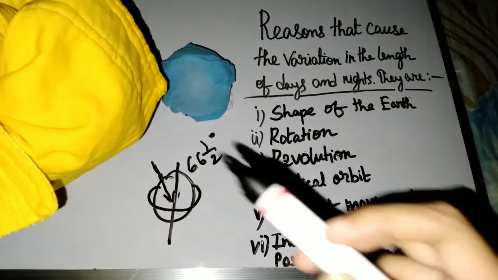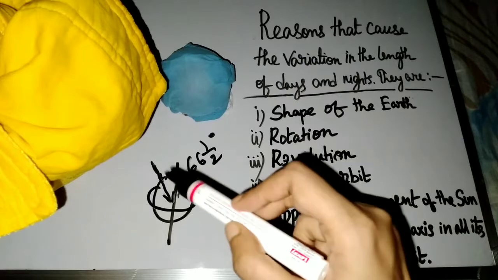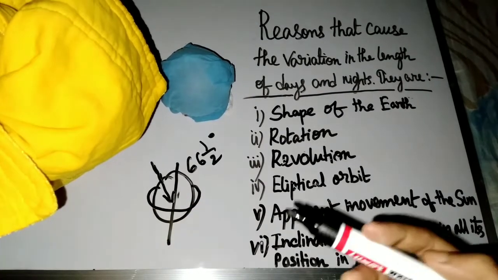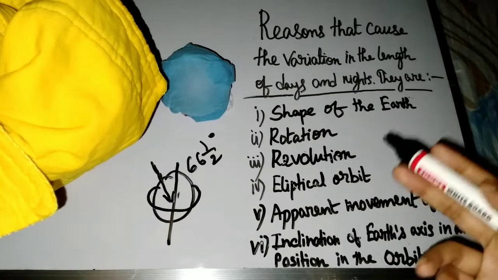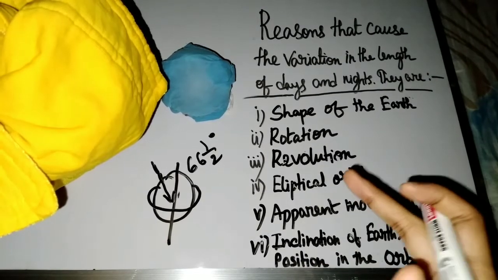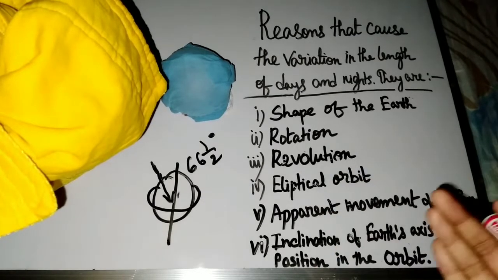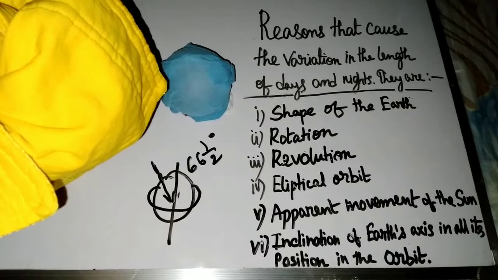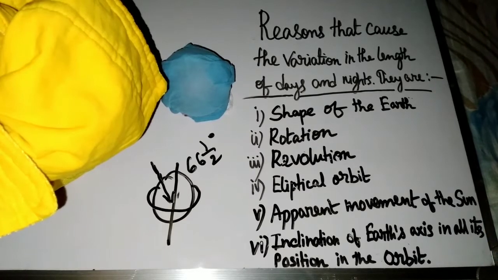That means how the sunlight drops upon the Earth, and it's different in the days and the nights. Sometimes the days are longer than the night, sometimes the days are shorter than the night. These are the reasons why the days and the nights have a variation.